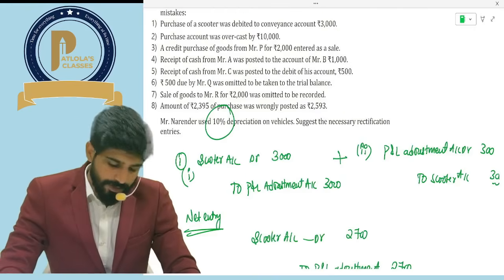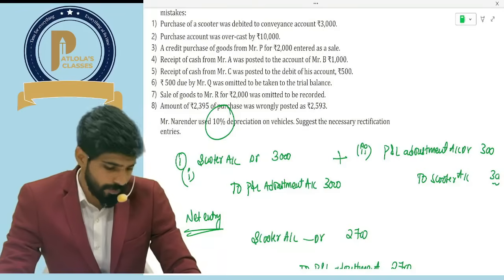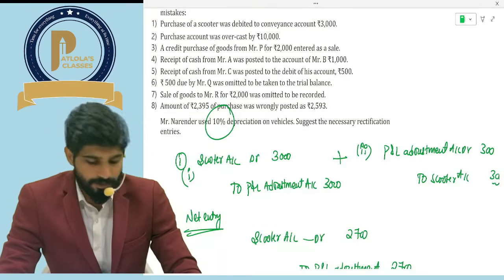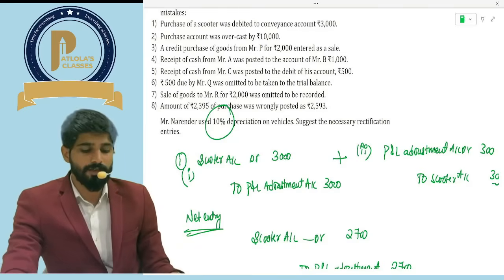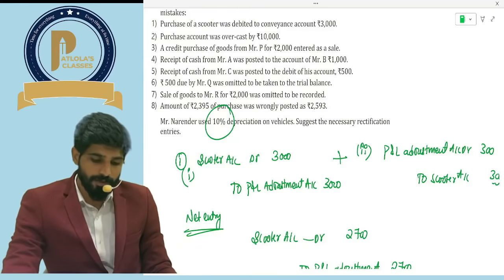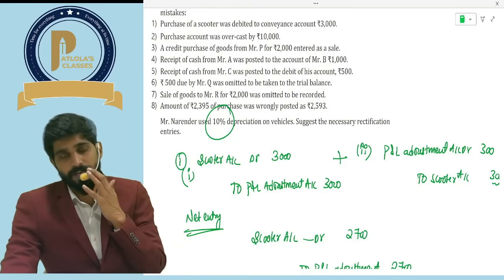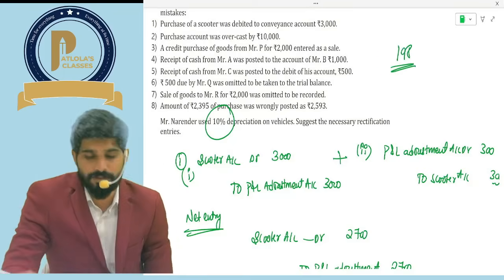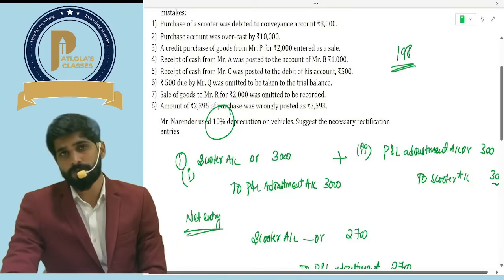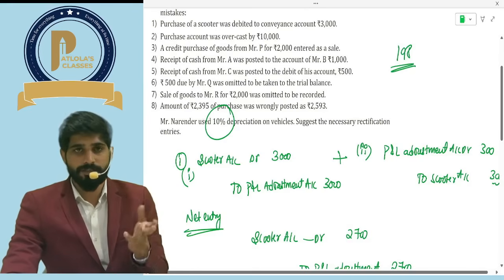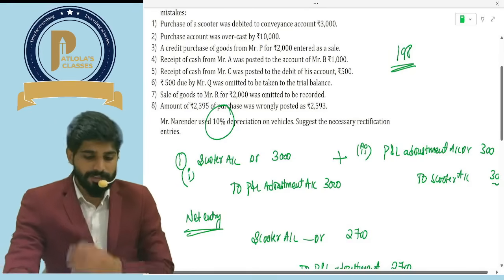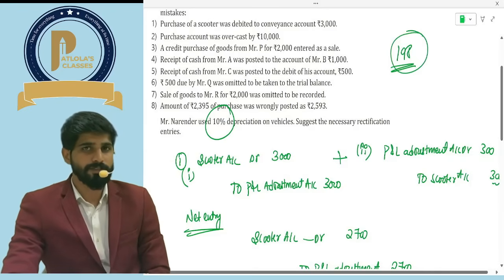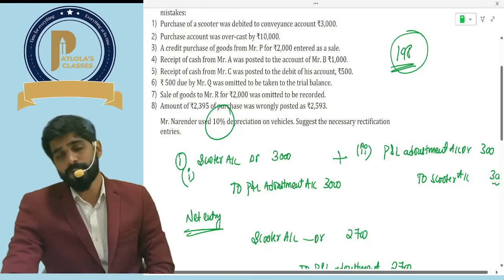Okay guys, let us discuss the eighth one. What is the eighth one? An amount of 2395 of purchase was wrongly posted as 2593. Can I say in purchases, instead of taking 2395, they have taken 2593. So can I say purchases is taken more? By how much? By 198 purchases is taken more. When you take purchases to be more, can I say trial balance will not tally? Yes, since debit side is taken more, credit side will be missing by 198, which we will put to suspense. So suspense will be having a credit balance of 198.